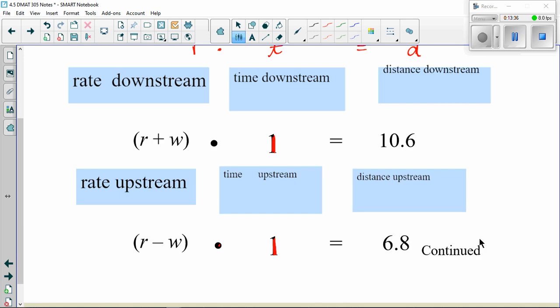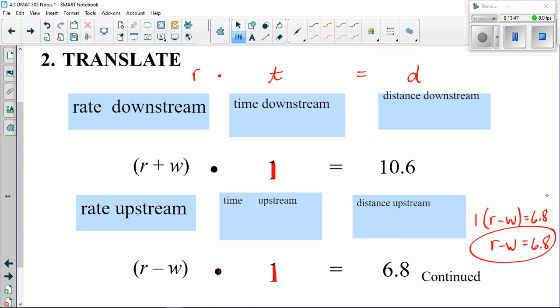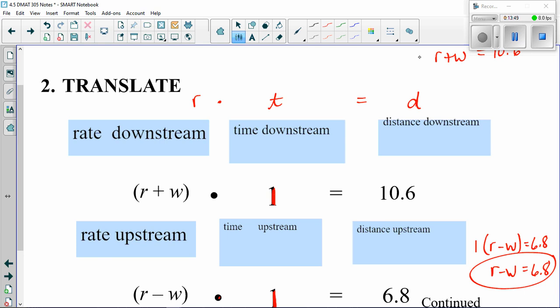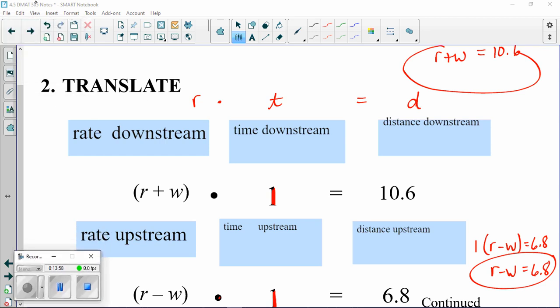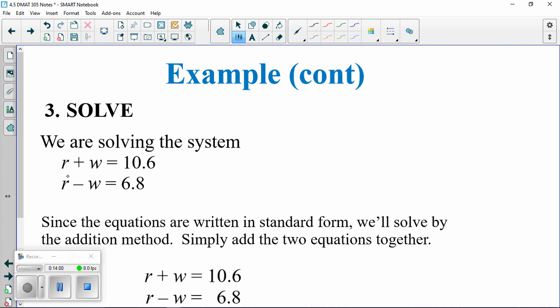And then this one would be 1 times R minus W equals 6.8. So R minus W equals 6.8. So now here's your two formulas.